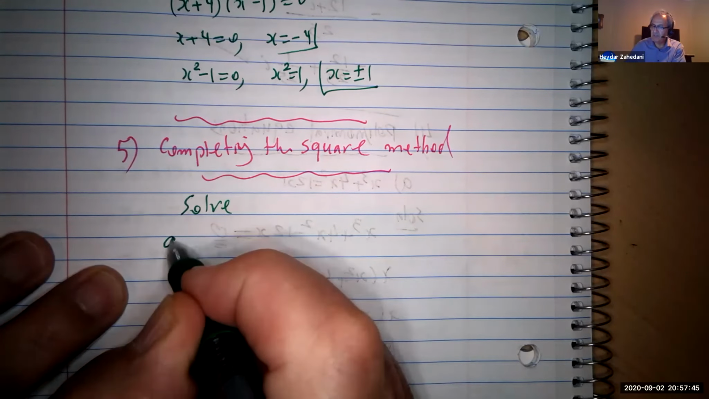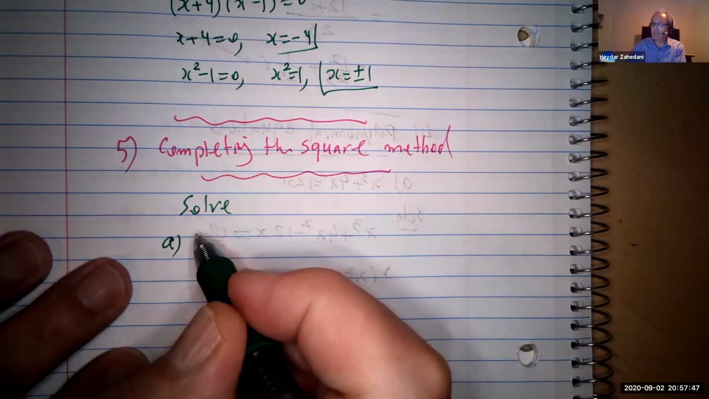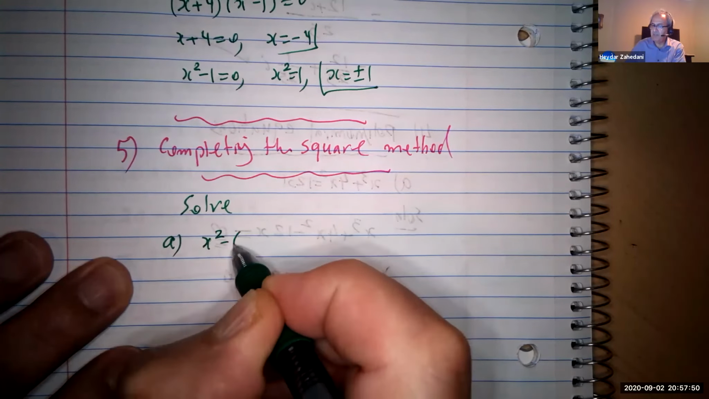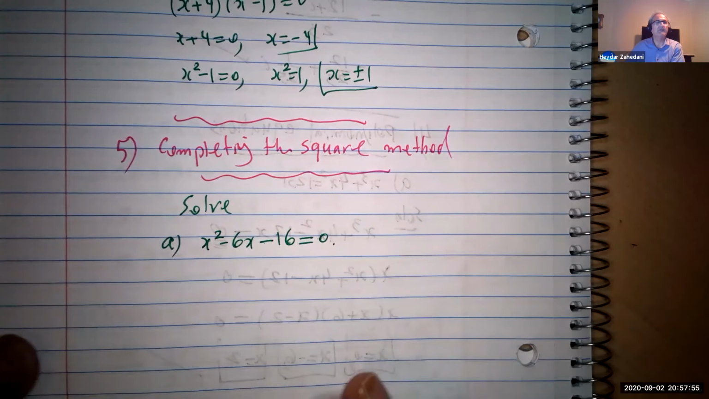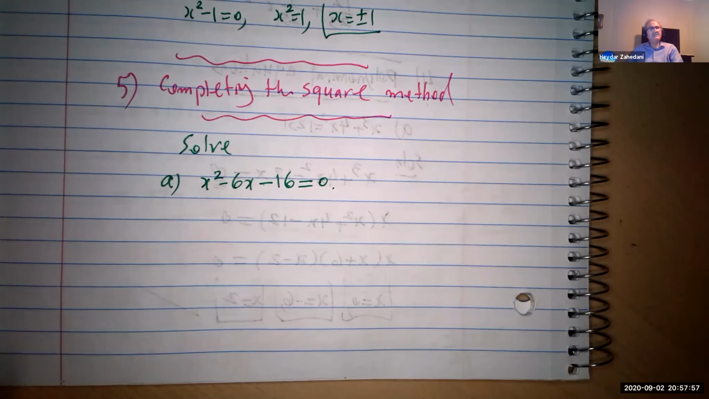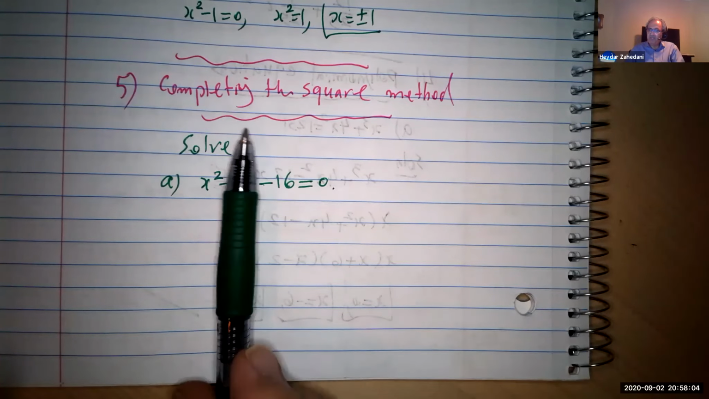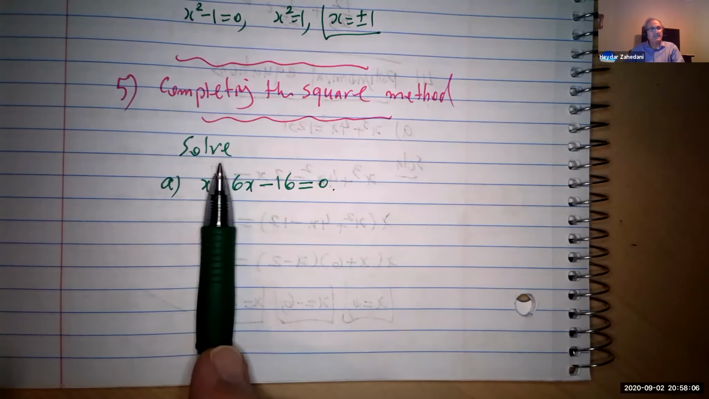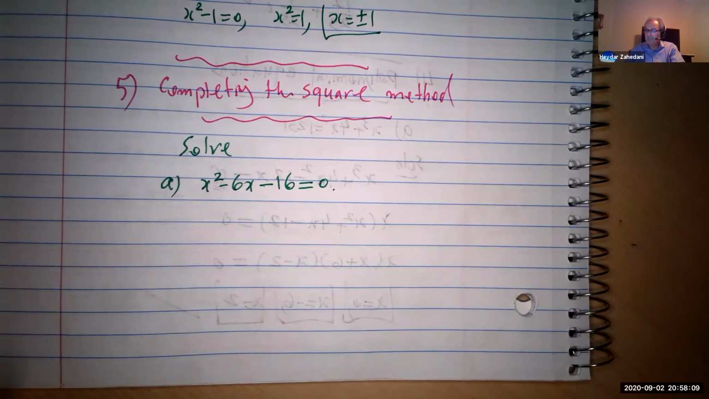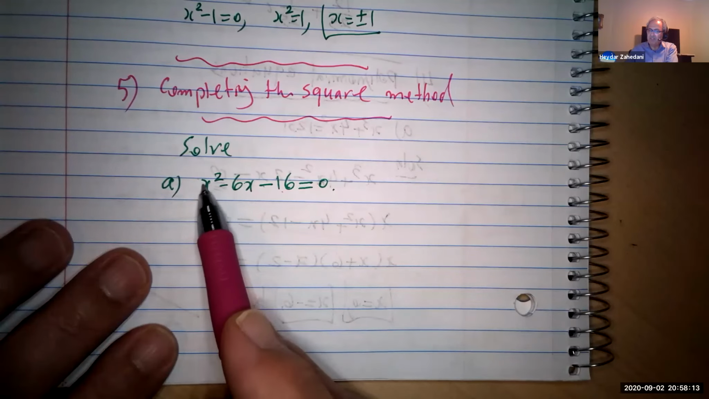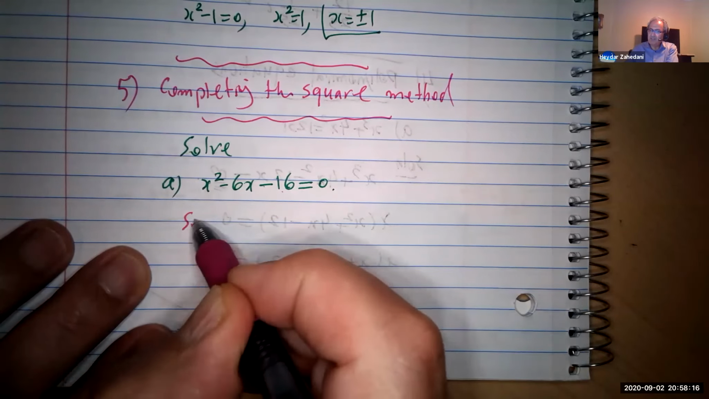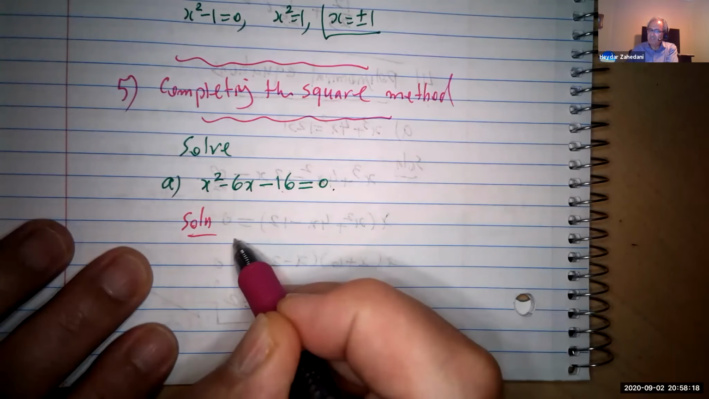So the first part is x squared minus 6x minus 16 equal to 0. See, it's a very easy method. This is the way we're going to do it. Remember, you need a perfect square here. This is what you want to create. So what I'm going to do is move the numbers to the other side. The coefficient of x squared is 1. So you move the 16 to the other side.